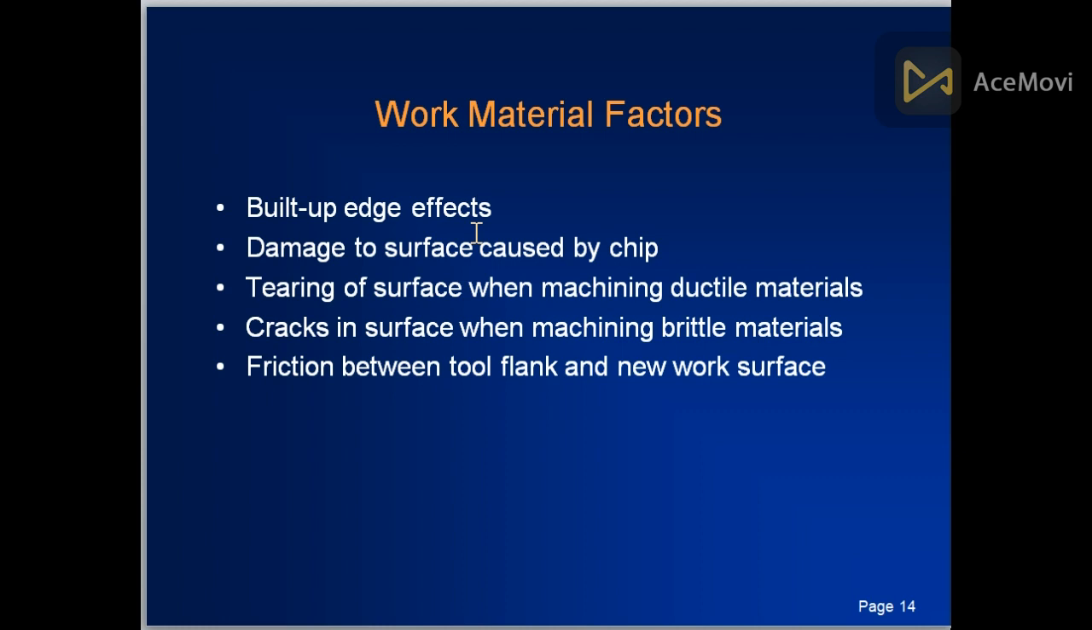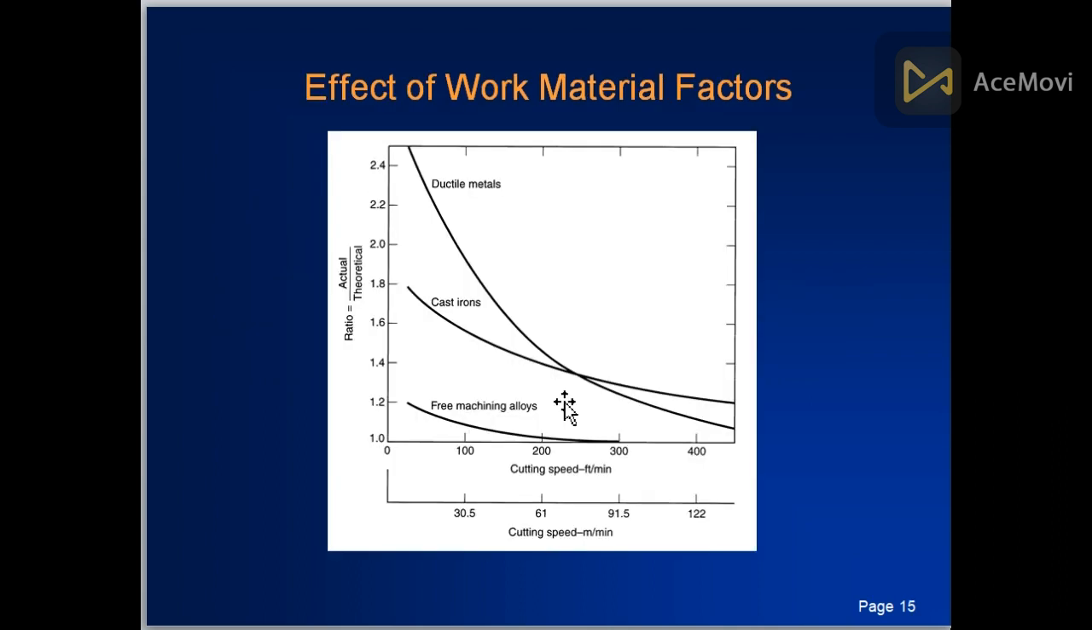Work material factors include built-up edge effects, damage to the surface caused by chips, tearing of the surface when machining ductile material, and cracks in the surface when machining brittle material. Friction between the tool flank and the new work surface also matters. The effect of work material is given in the chart.